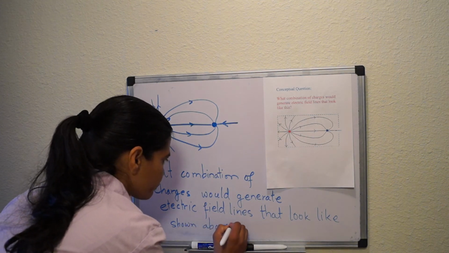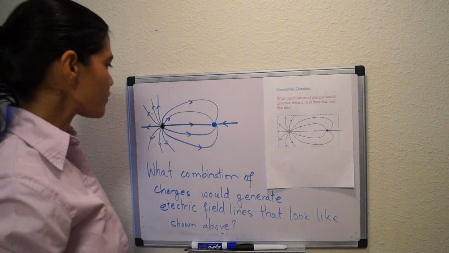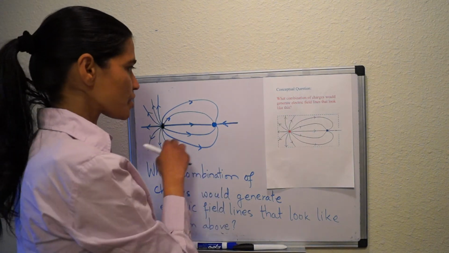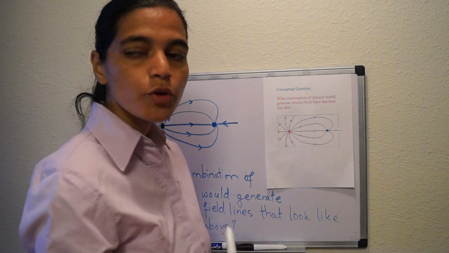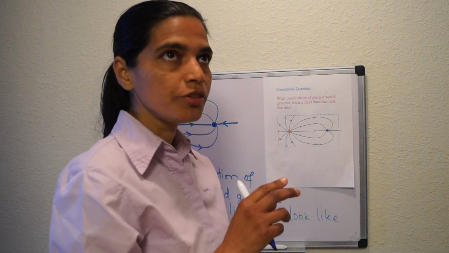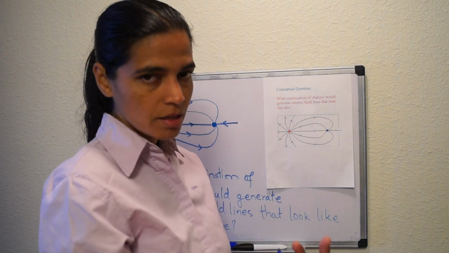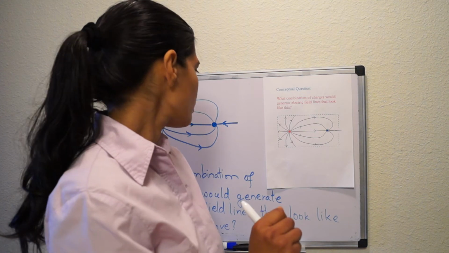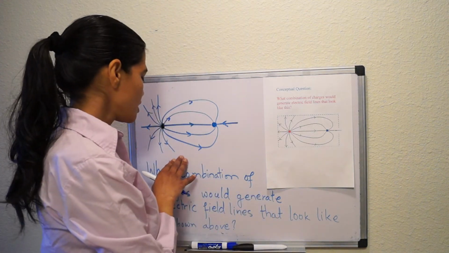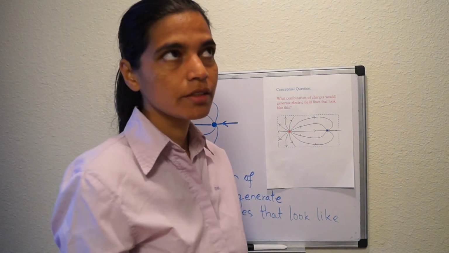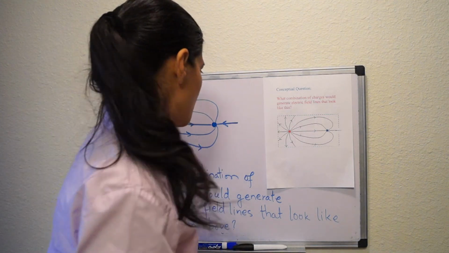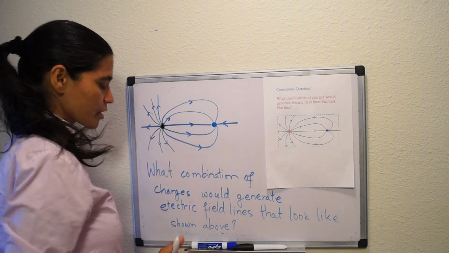Alright guys, so try to see if you can figure this out, like what combination of charges. Earlier, remember, we had the charges and we drew the field lines. Now we have the field lines, and now we have to find out the combination of charges. So try and see if you can figure this out, okay?